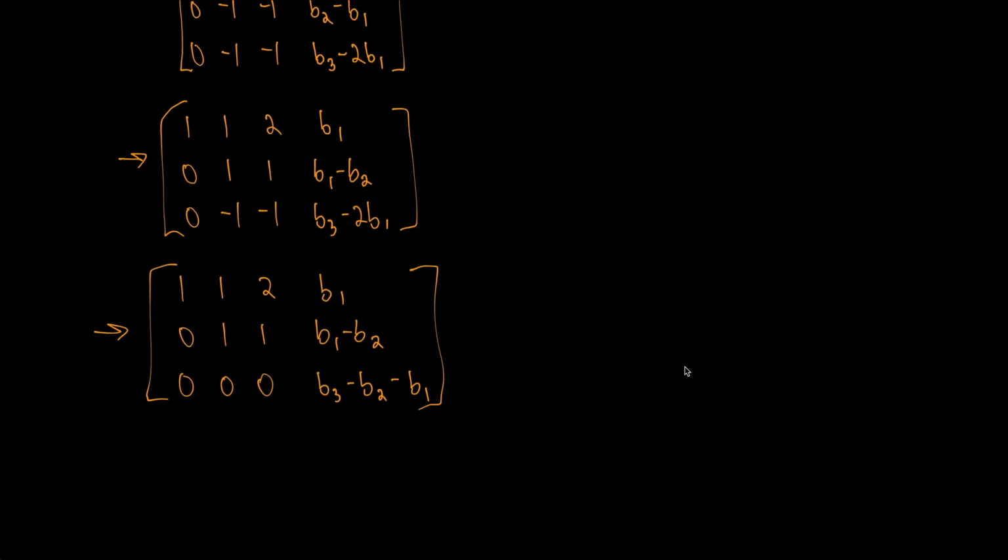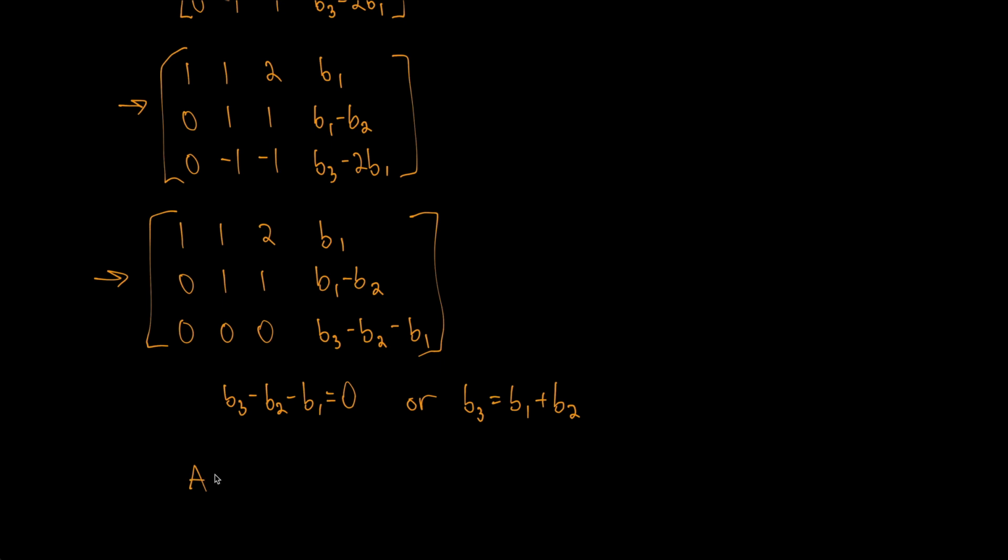Okay, so I could write B3 minus B2 minus B1 has to be 0. That's the same thing as solving for B3 and saying that B3 has to be B1 plus B2. So that means that we only have AX equals B consistent whenever B is equal to whatever B1 is, whatever we want for B2, but B3 has to be B1 plus B2.